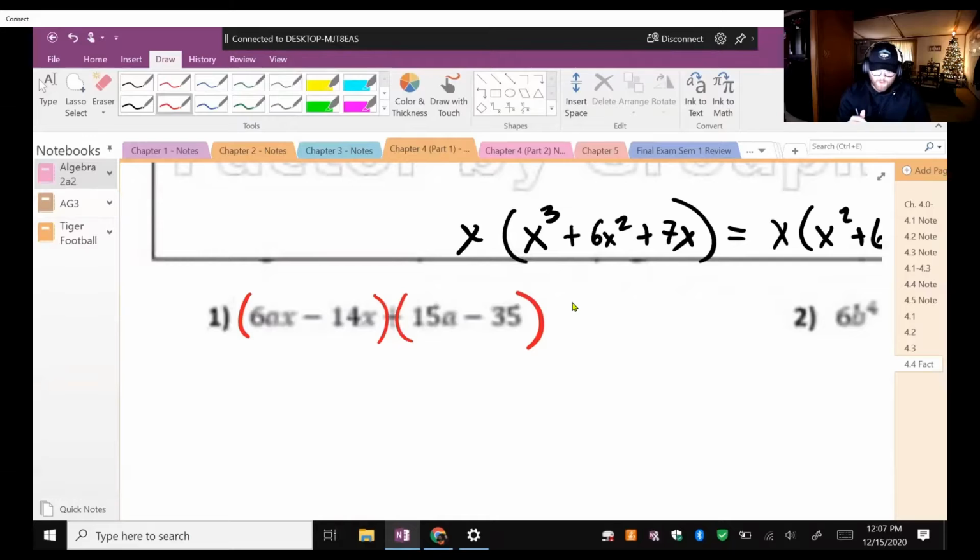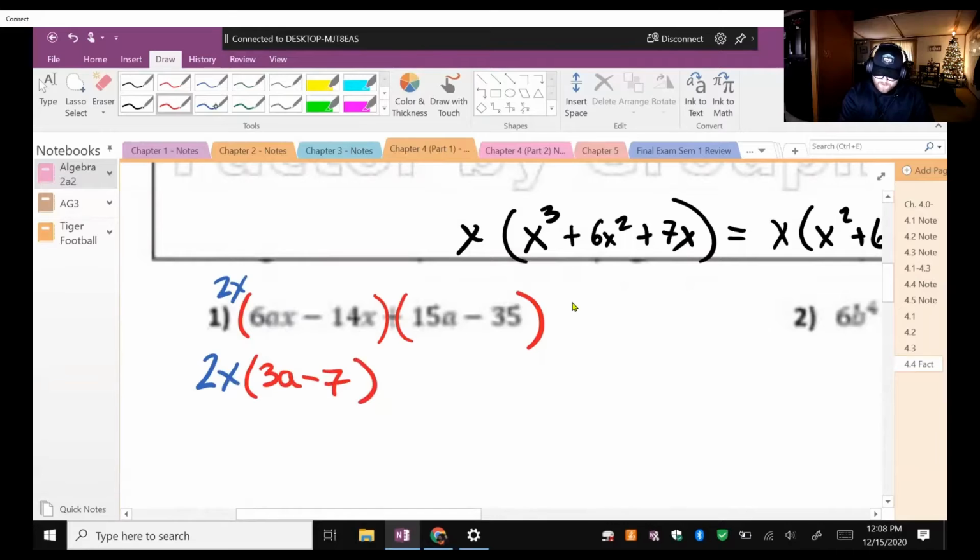Okay, so we want to see what we can factor out of the first 2 terms, a monomial or a combination. What can we factor out? We factor out a 2x. We could factor out a 2x out of both these terms, right? So we get 2x times 6 divided by 2 is 3a minus 7.